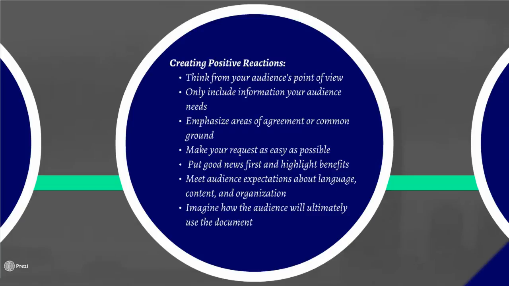So again, we're trying to think about who our audience might be. We've done a little research. We've tried to find out as much as we can about the culture and values of the individual or organization. And so we want to make sure we're thinking from our audience's point of view in this way, and we're only including information in our document that our audience needs. We want to emphasize things with areas where we might agree with our audience, the common ground that we have.